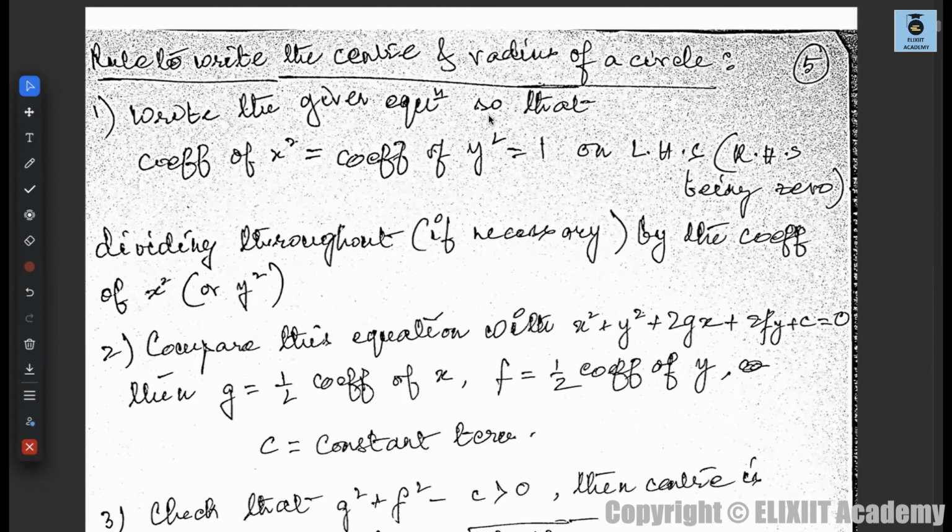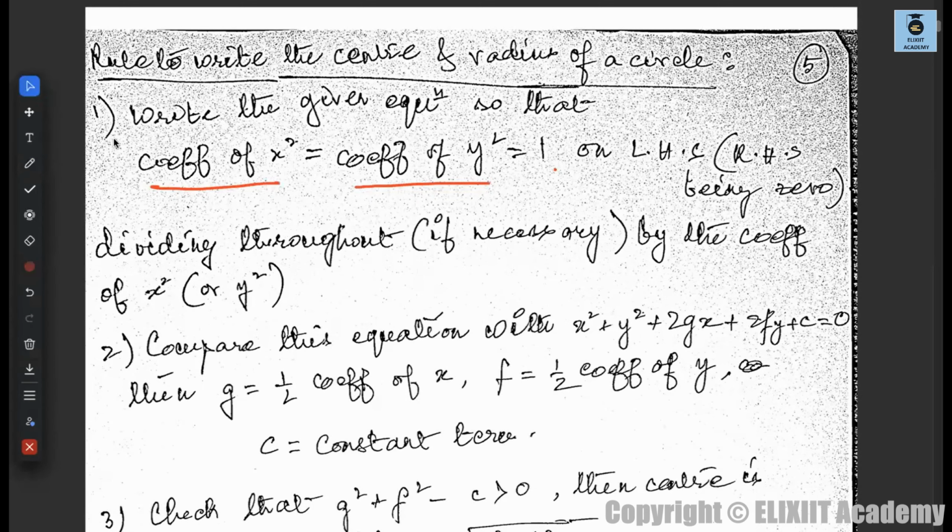Steps have been given over here. You may just see with the help of the question itself what we are going to do. You need not write this thing. Just quickly, I'll explain the steps. Rule to write down the center and radius of a circle. Very simple rules are there. Make sure that the coefficient of x square and coefficient of y square is 1. If not 1, then divide throughout and make it 1 and then solve.